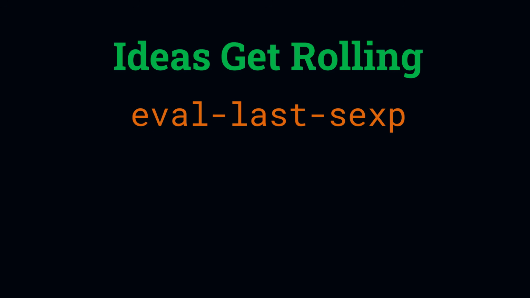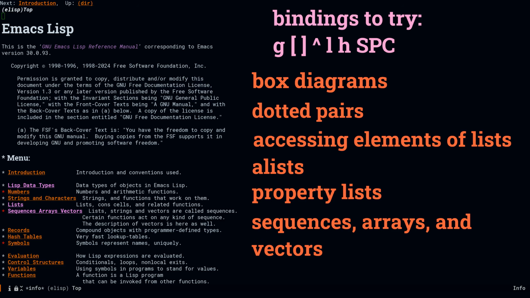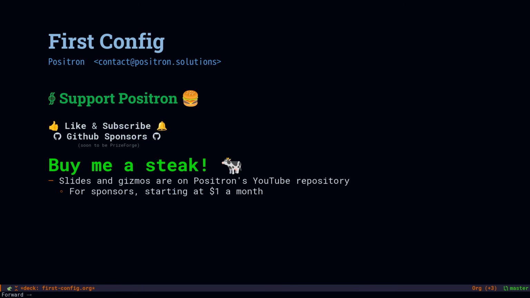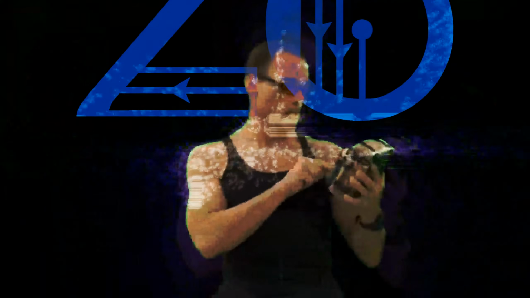I'm going to leave you with 3 commands to try out. eval-last-sexp, IELM, and info-display-manual, and I want you to check out the eLisp manual, especially the syntax. My personal minimal Emacs that's called Dmacs I'm maintaining on my GitHub. We'll catch up in the next episode on use-package, evaluation, and syntax. Peace.